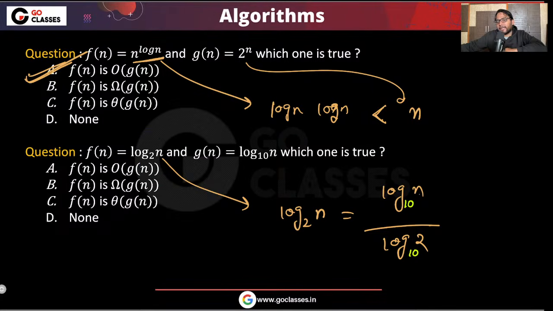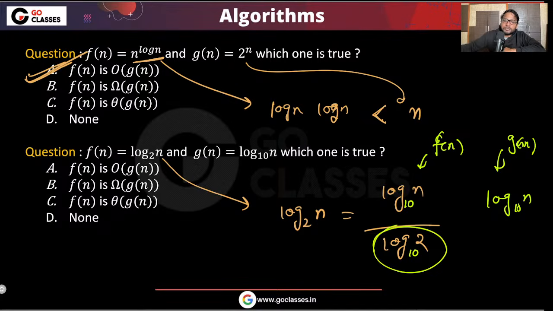It is log base 10 of n divided by log base 10 of 2, right? And then you want to compare with g(n), which is log base 10 of n. So this is f(n), this is g(n). So see here, this is a constant. Since this is constant, you will see that this f(n) is definitely equal to g(n). So that's why C is the correct answer.